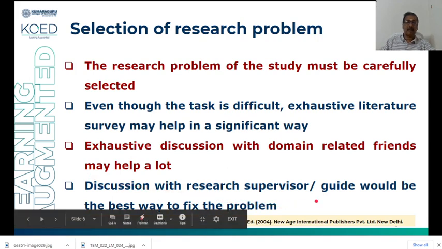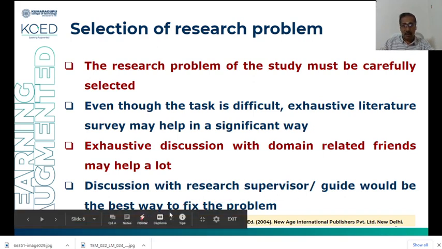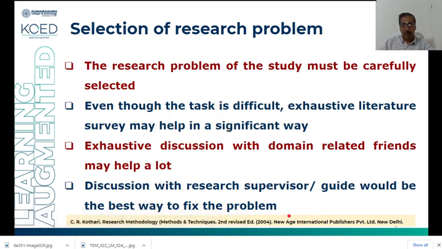Finally, this is very important. It is the research supervisor or guide who can give you a lot of inputs, a lot of ideas, and you can refine those ideas, and finally you can fix. So the best way is, out of these three, you can discuss with your guide with some idea.